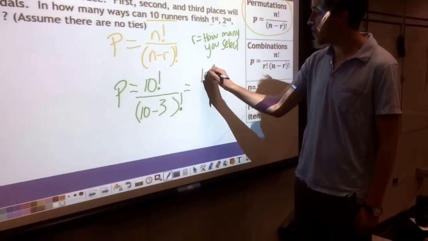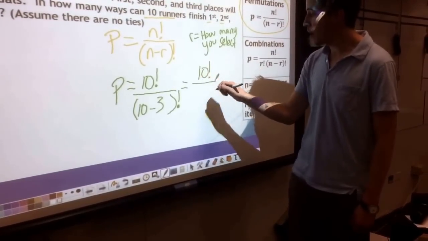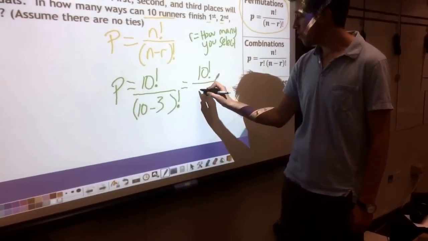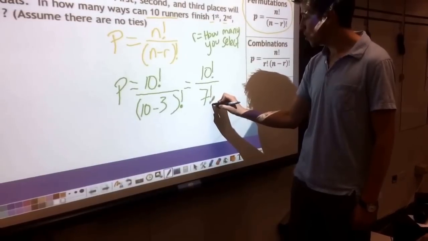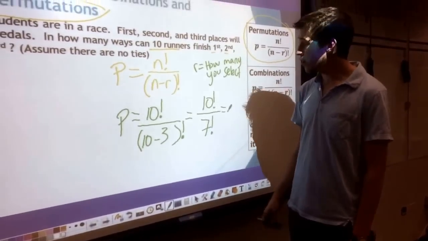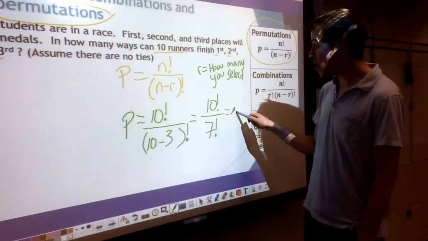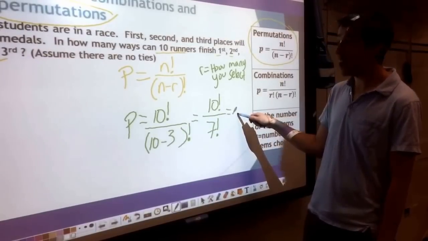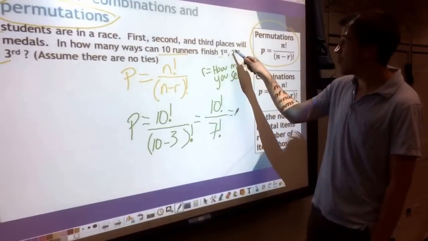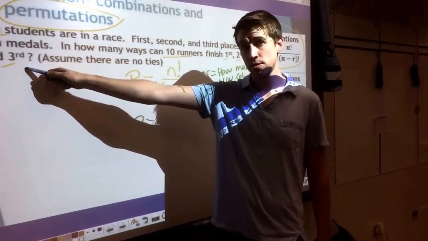I still have 10 factorial divided by 10 minus 3 is 7 factorial. Now when I go to my calculator and I do 10 factorial divided by 7 factorial, that will be the number of combinations that we can have a first, second, and third place finish.